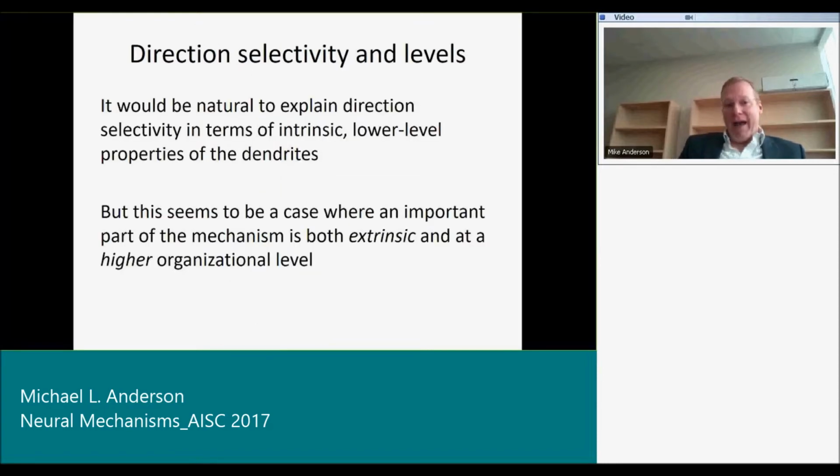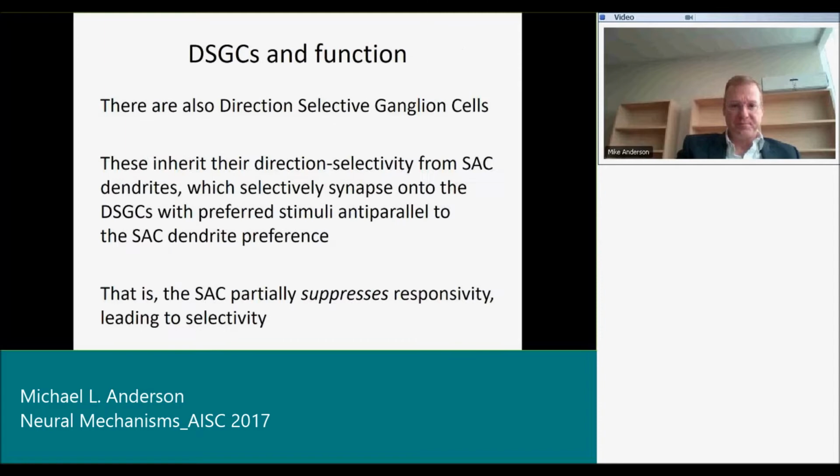So whereas it would be natural to explain direction selectivity in terms of some kind of intrinsic lower level properties and spatial subparts of the dendrites, this looks like a case where the opposite is true. It's the organization of the network that explains the direction selectivity of the dendrites, and not the dendrites that explain the direction selectivity of the cell. Right? So the mechanism here appears to be both extrinsic, not spatial subparts, and at a higher organizational level than the system that we're talking about that exhibits the important and, you know, for our motion detection systems, crucial phenomena.